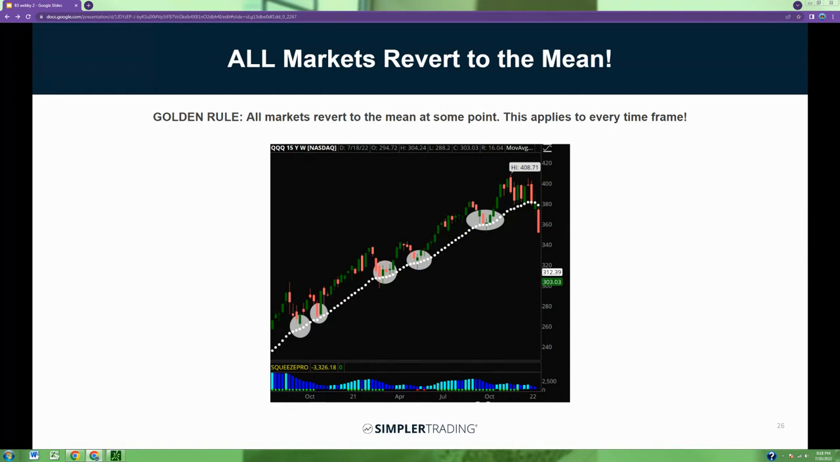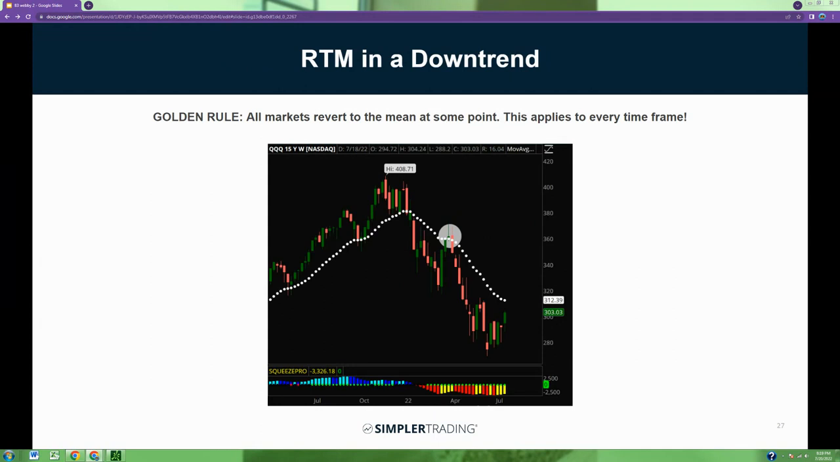So if we hop in the time machine and go back to the glory days of 2020, 2021, if you look at the weekly chart here, the QQQ, you'll notice all we really did was rally off the weekly 21 and then pull back to it. We rally off the mean and then we pull back to it over and over and over again. That is reversion to the mean.